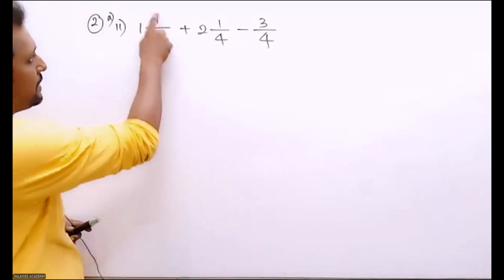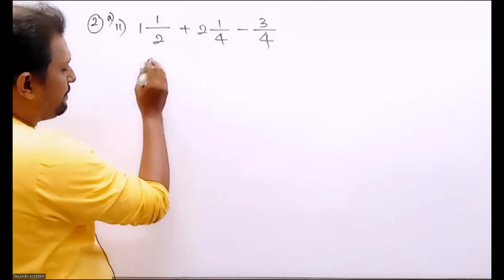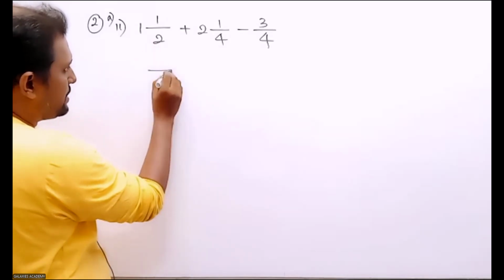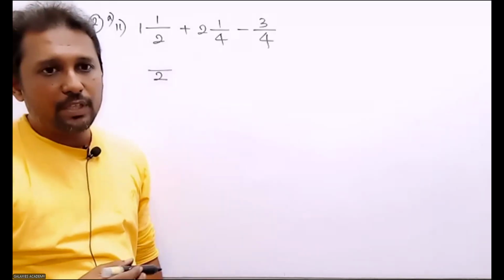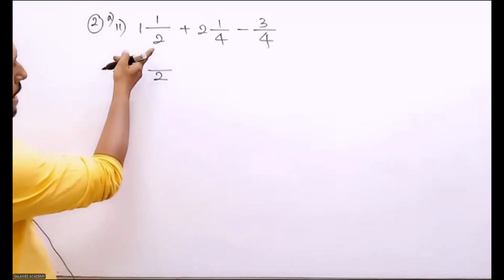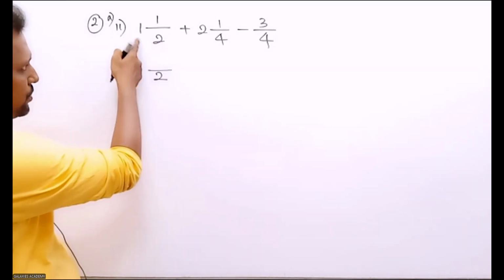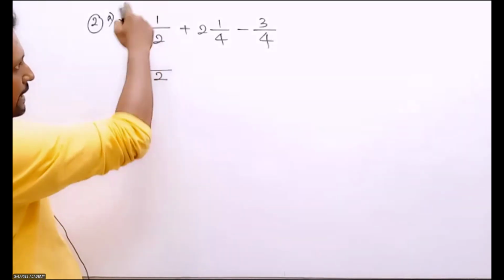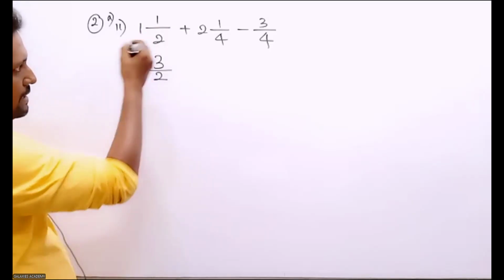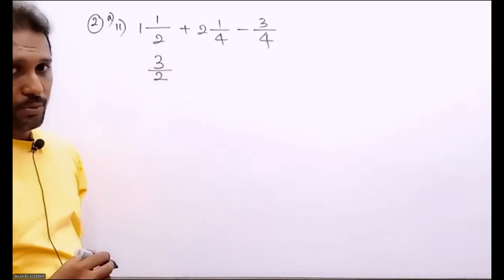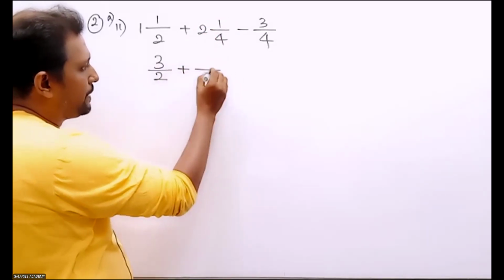First, I will convert all these mixed numbers into improper fractions. Do you remember the converting method? This denominator is 2. Then how can you get the numerator of the improper fraction? First, you have to multiply this denominator and the whole number. 2 multiplied by the 1, the whole number, 2. Then you have to add the numerator value. 2 times 1, 2. 2 plus 1, 3. So what is the improper fraction? 3 over 2.